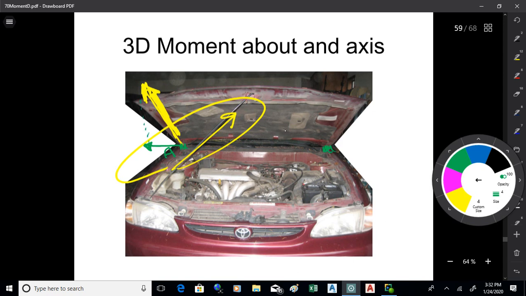So what we've got to do is project it down. If we want to find the actual moment about that hinge line, we have to project it down onto that line there, okay?